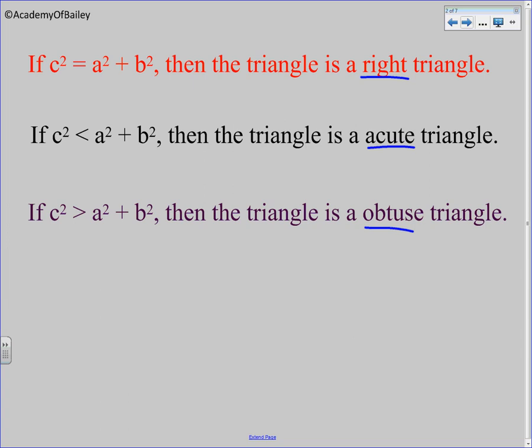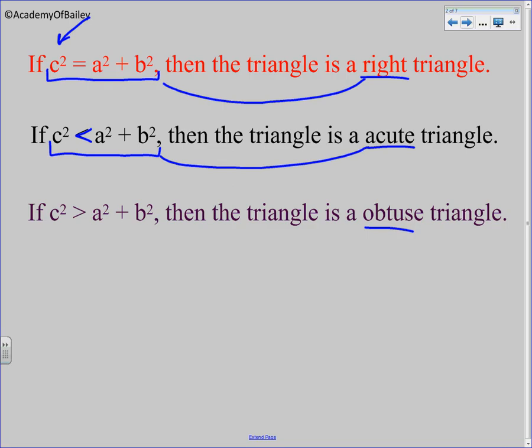Well, if you look here, it says if, using those three sides, c squared is equal to a squared plus b squared, then it's a right triangle. Remember, c is always the hypotenuse, which is the longest side of a triangle. The second one, if c squared is less than a squared plus b squared, then the triangle is acute.